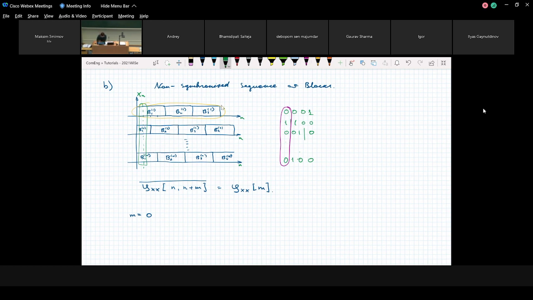We say that it was the end of the first block, and then the beginning of the next one. Because now we say that it's not synchronized. Sometimes you can have, you don't know where the start is, where the end is.